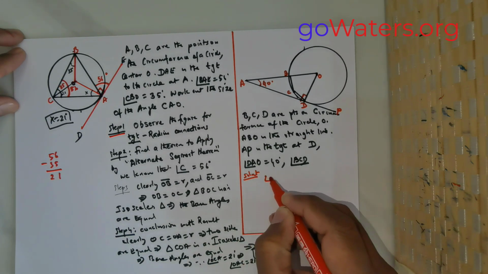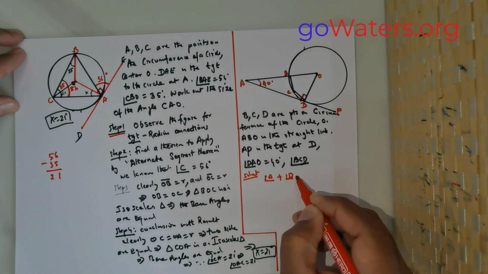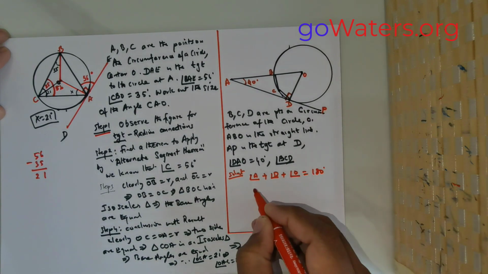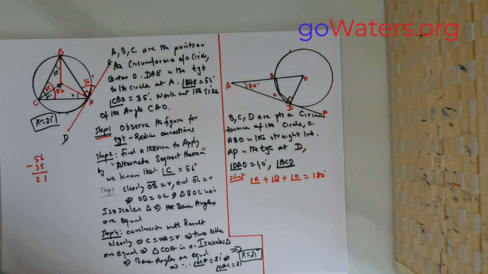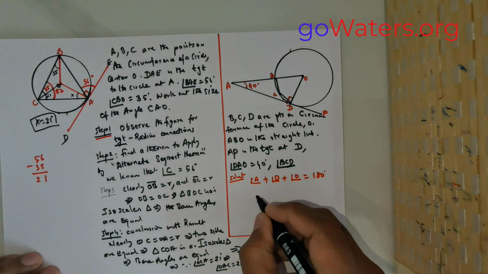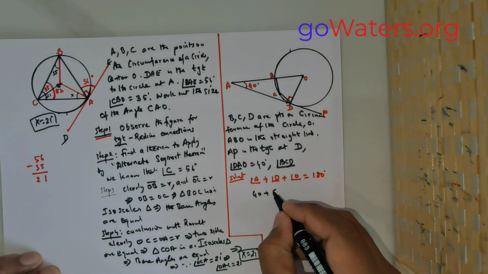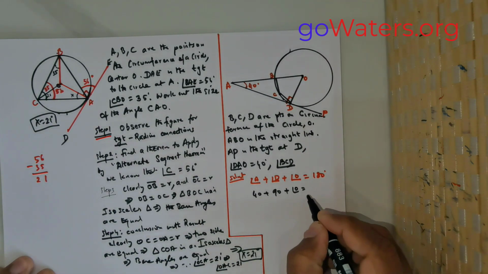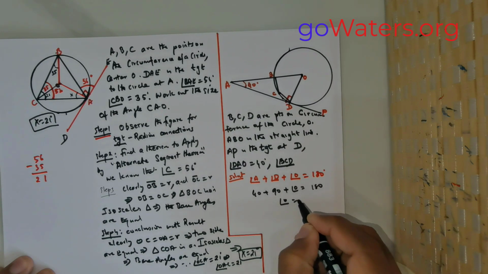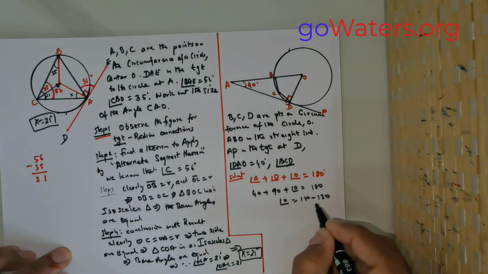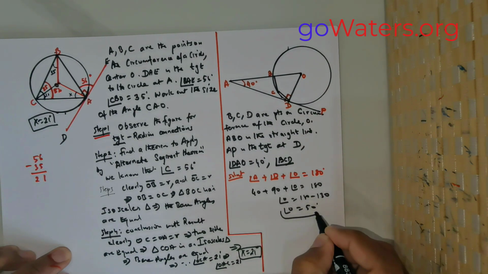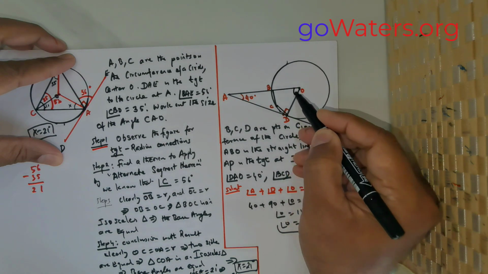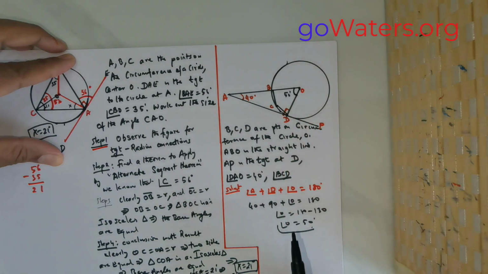Angle A plus angle D plus angle at O is equal to 180 degrees. So angle at A is 40 degrees, and angle at D is 90, and we need angle at O. So angle at O is equal to 180 minus 130, which is equal to 50 degrees. So this is the central angle, this is 50 degrees. We've got the central angle.